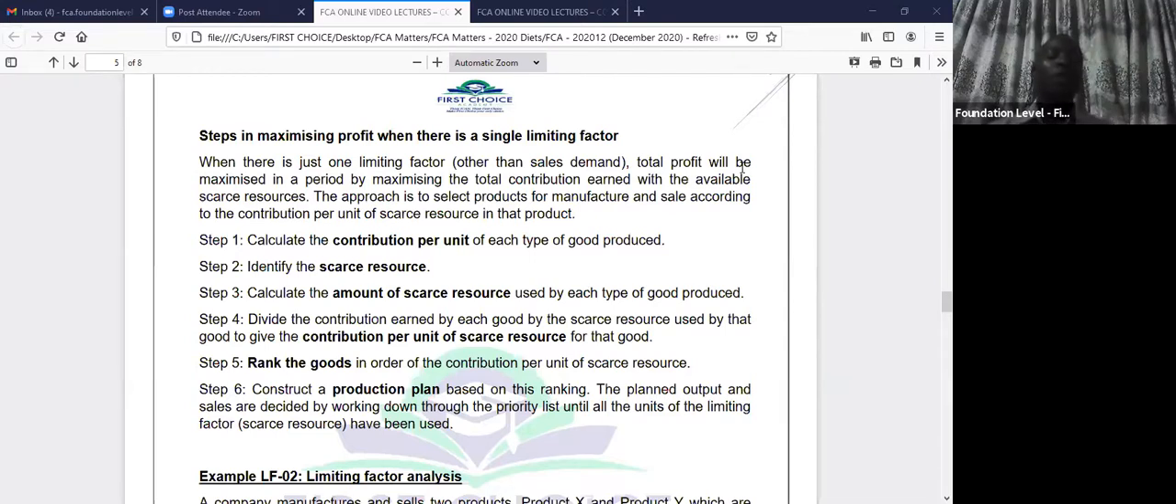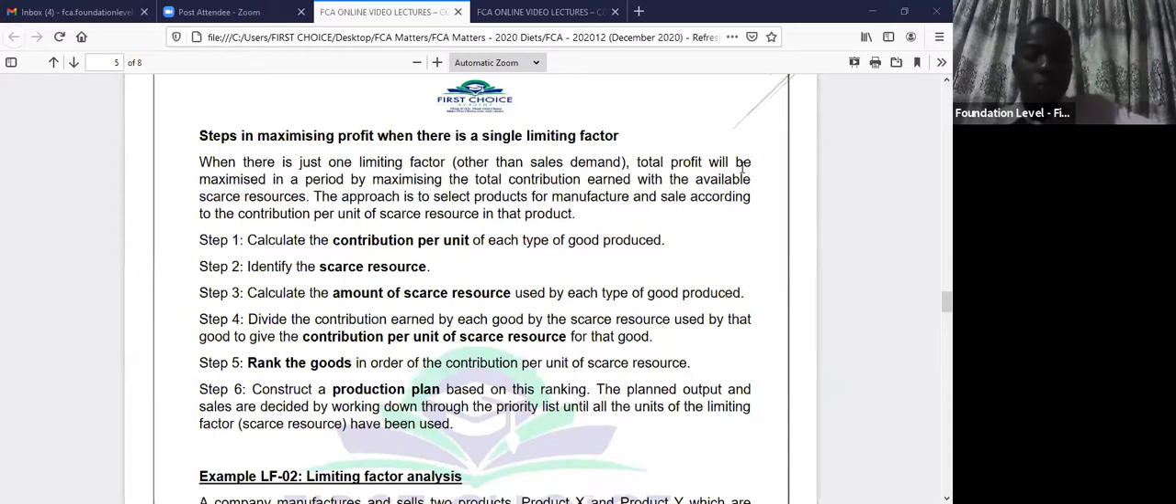Step 6, construct a production plan based on this ranking. It means that you have to satisfy rank number 1 first and give rank number 1 all the resources it needs. When it has been satisfied and says, okay, I need no more, you can now focus on rank number 2 and try to satisfy it until rank number 2 says, I need no more, then you go to the next one. That is how you construct a production plan. When you do it that way, you will be maximizing your production output such that you will not be wasting resources on what will never give you profit or higher profit.